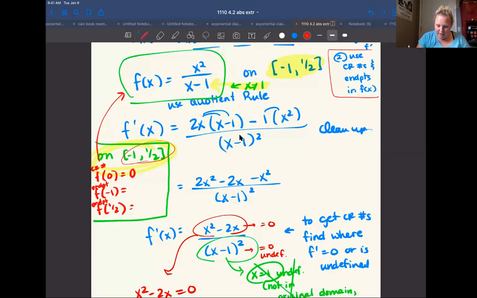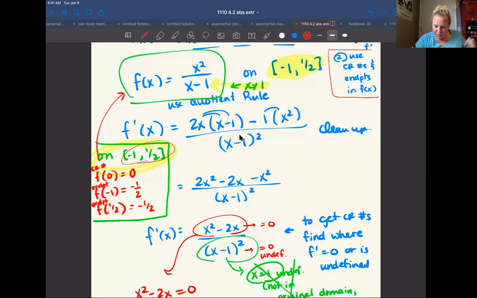If you plug in -1, I think you get, what is that, -1/2. I think you get -1/2 if you plug in -1. And if you plug in a half, again, calculator it up, 1/2 squared over 1/2 minus 1, I think you get -1/2 again. For that, I mean, this is where you should be able to plug numbers into a function at this point in your mathematical career.